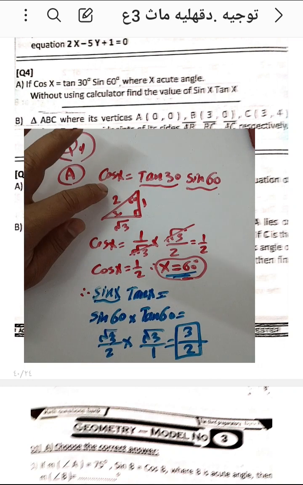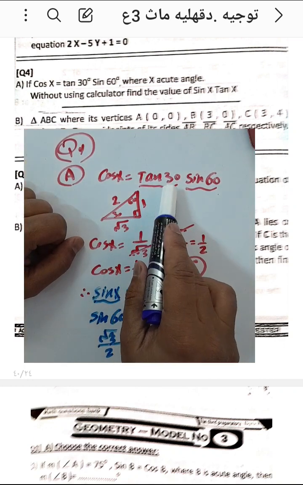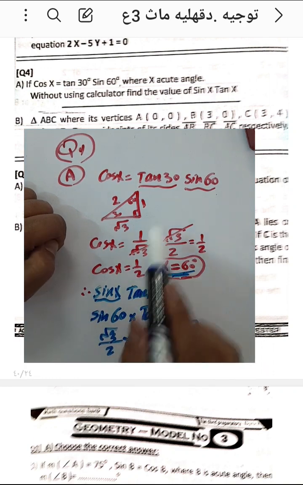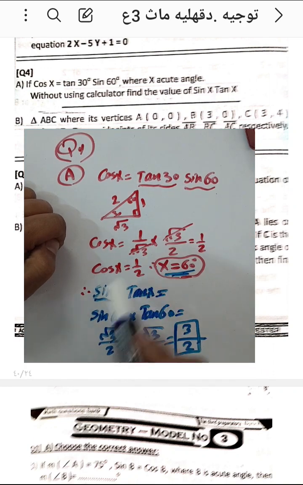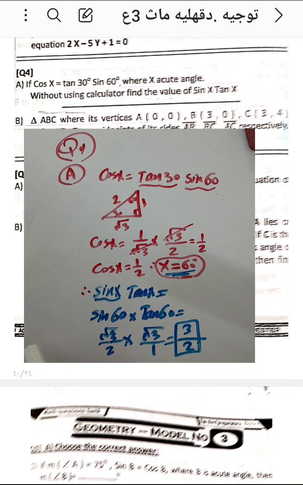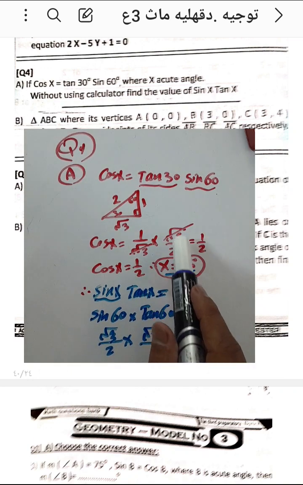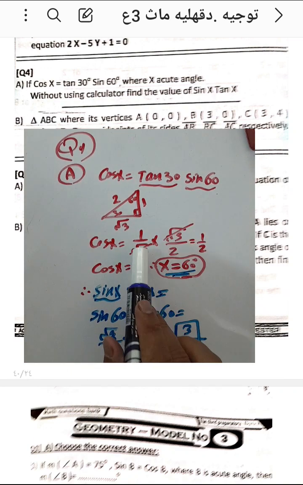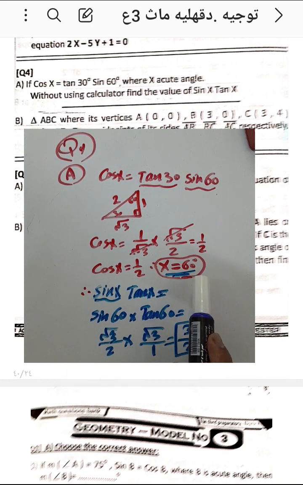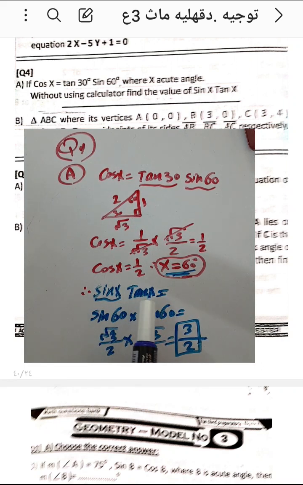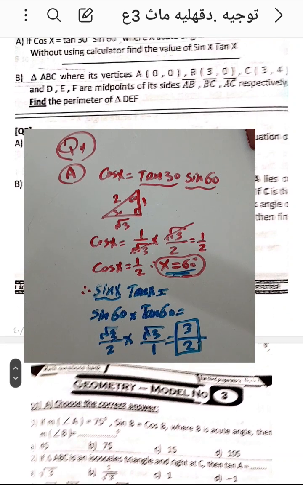Again, we have cosine x equal to tan 30 times sine 60. Tan 30 equals 1 over root 3, and sine 60 will be root 3 over 2. Cancel root 3 by root 3, the result will be half. Then x will be 30 degrees. Then we can find sine 60 times tan 60. It will be root 3 over 2 times root 3 over 1. The result will be 3 over 2. Okay, which letter shall be next?